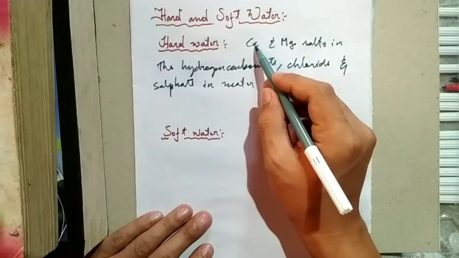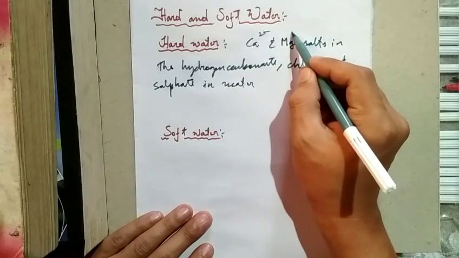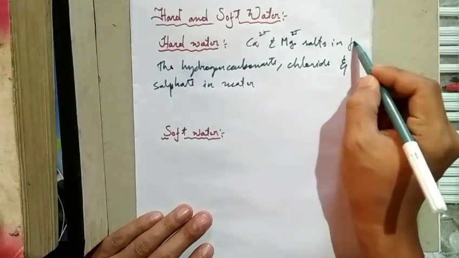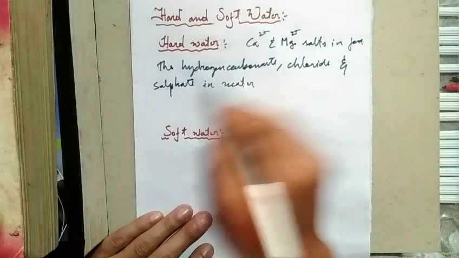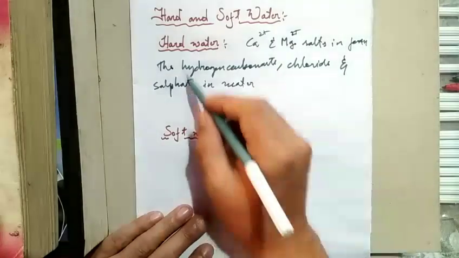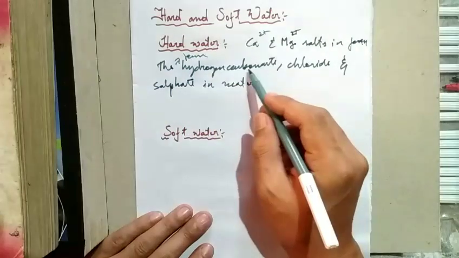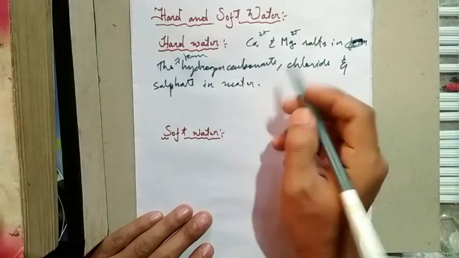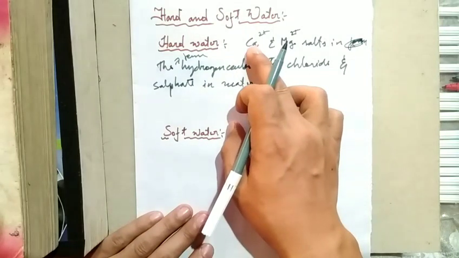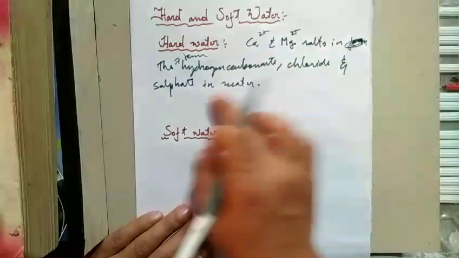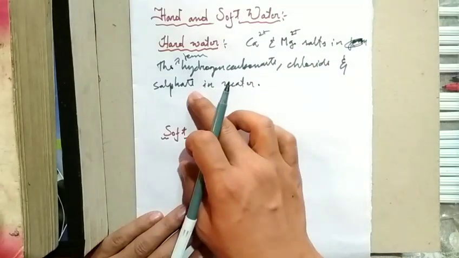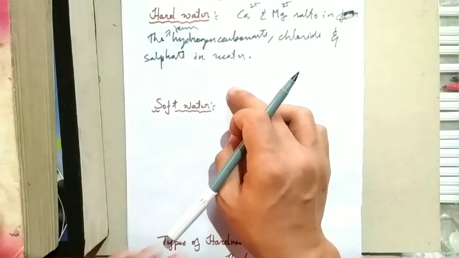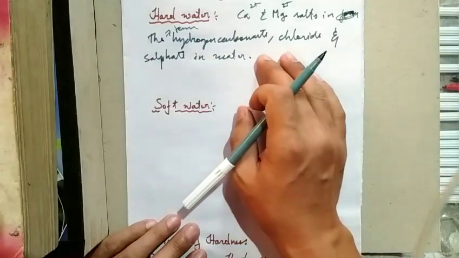So salts of calcium and magnesium in the form of hydrogen carbonate, chloride, sulfate in water. So the presence of these salts of calcium and magnesium in this form, hydrogen carbonate, sulfate or chloride in water, is hard water. This presence makes the water hard.